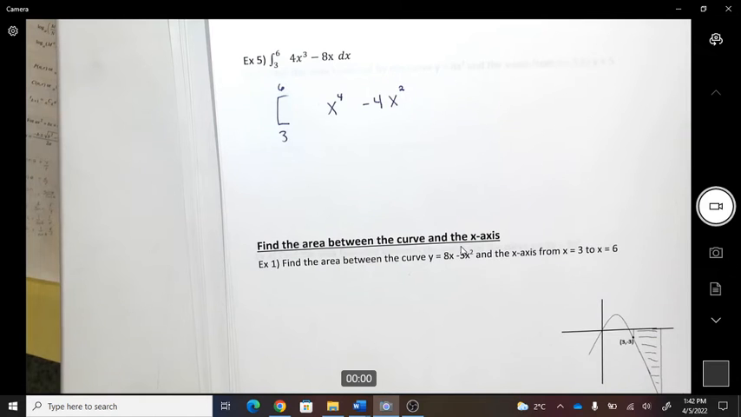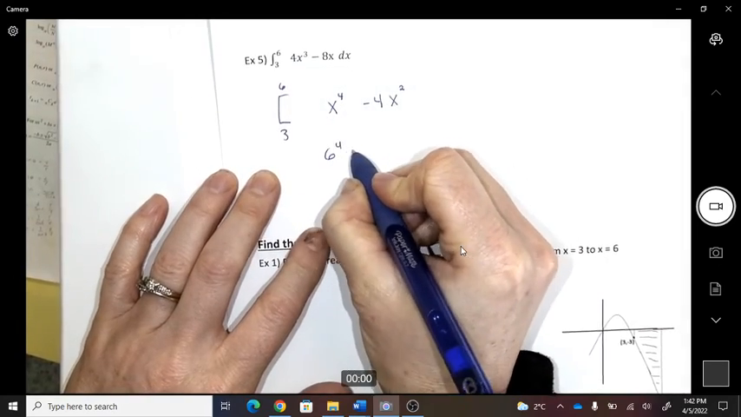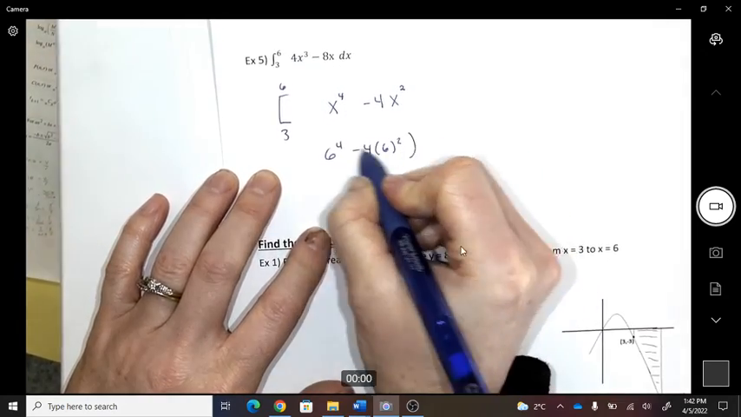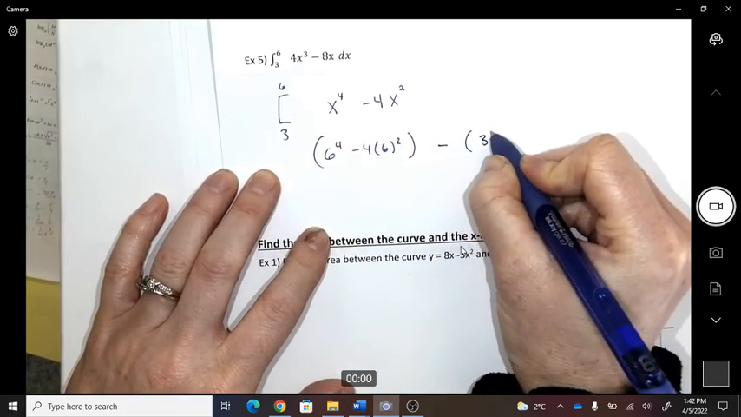And again, just double check quickly. Derive it. Does it make the original? Okay, plug a 6 in. Subtract and plug a 3 in.